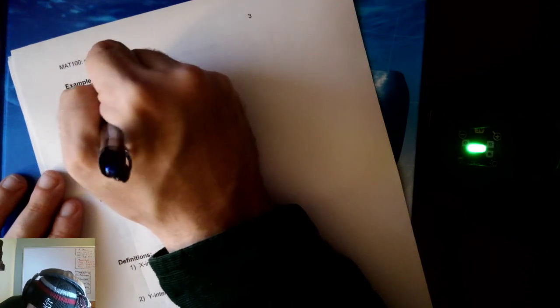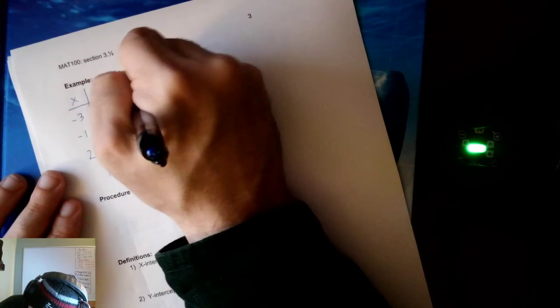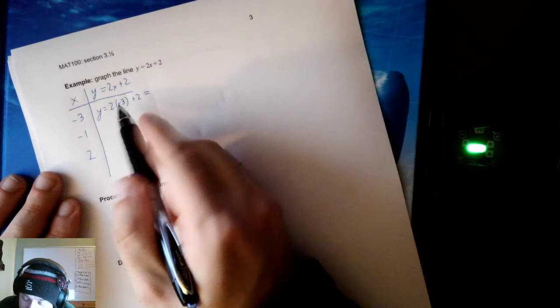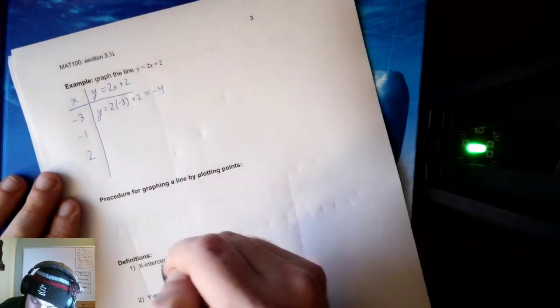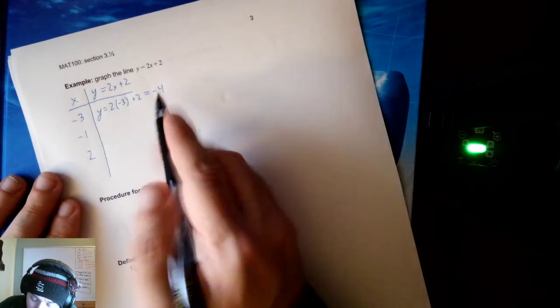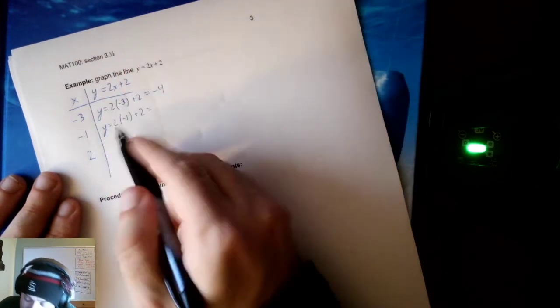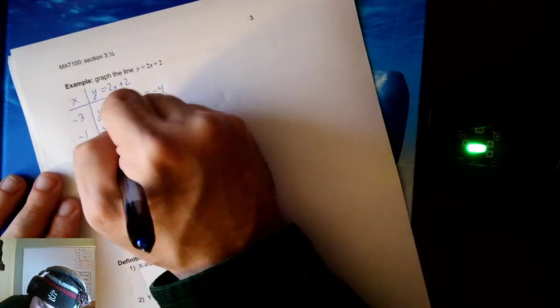So I'll plug in x. Let's see, it's -3. So I'll do 2 times -3 plus 2. Well, we get -6 plus 2 is -4. So I get -3, -4. Now I'm going to do the same thing, but I'm plugging in -1 now, right? Let's see, I get -2 plus 2. That actually gives me 0, right? And then y equals, I'm going to plug in 2.